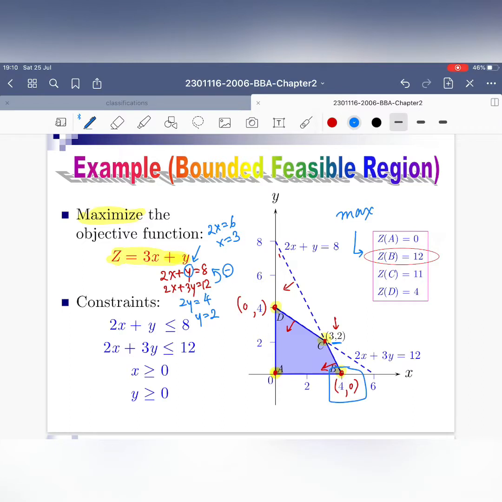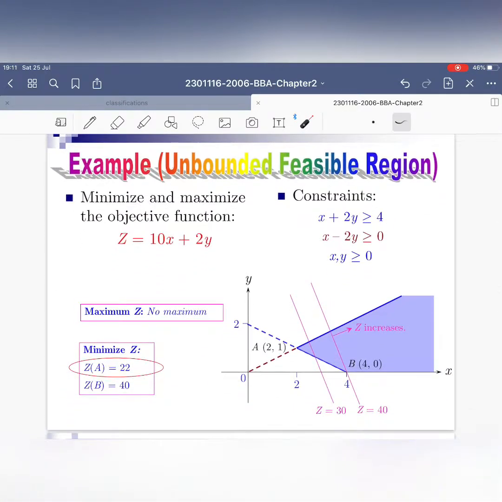Just keep in mind that sometimes the point that gives you the maximum is either a y-intercept or an x-intercept, so it can be any corner. It doesn't mean that it must be the difficult corner that you need to solve for. You know what I'm saying? It can occur at the easy corner that you can find out. All right.